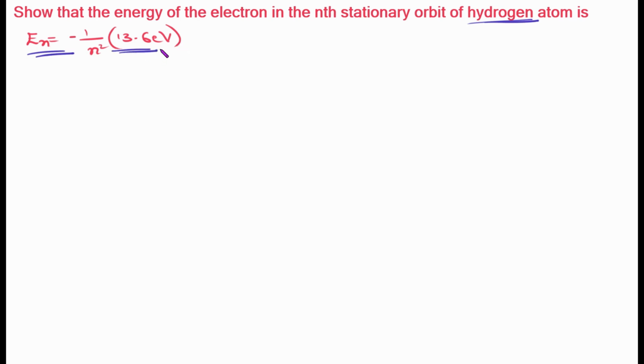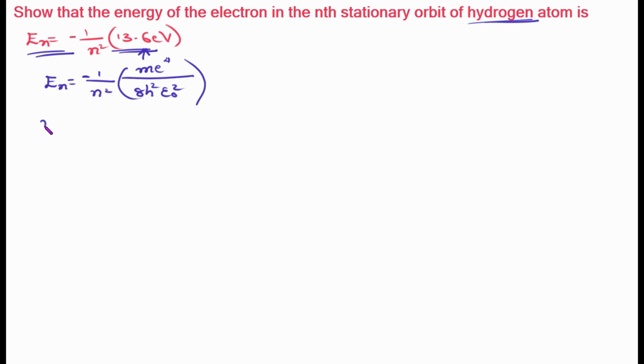Before this equation, the general expression for En is minus 1 divided by n square, m e to the power of 4 divided by 8 h square epsilon naught square. This is the basic formula for the energy of an electron in the stationary orbit of hydrogen. All these values are constants, and substituting them gives this equation.